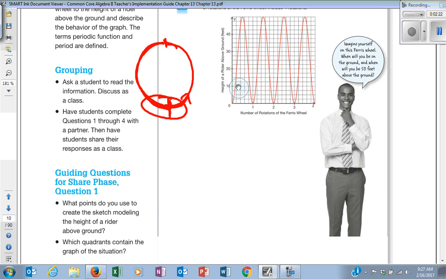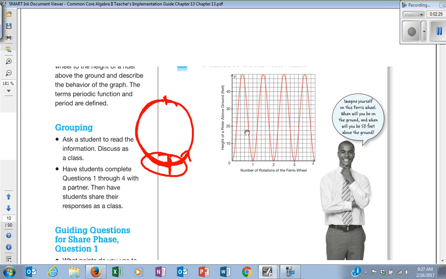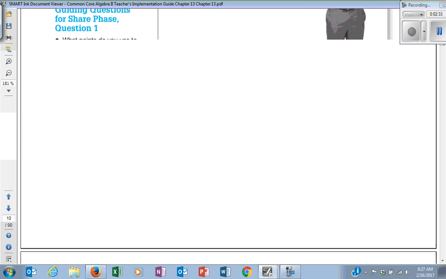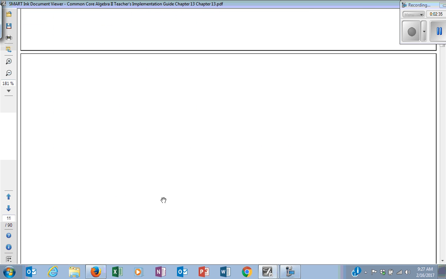It's going to have this same kind of thing. It's going to be a wave, and we're going to talk about what this shape is called, and then we're going to get some parts for it. So that's what you need to be making sure you get from today's lesson.